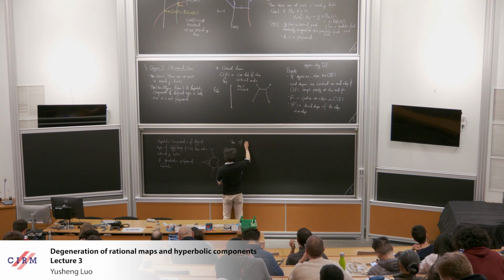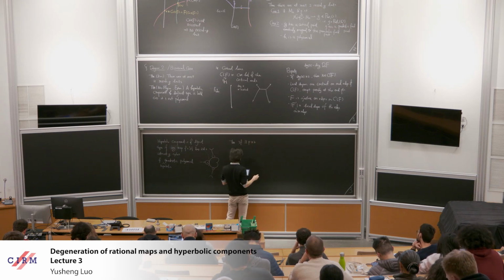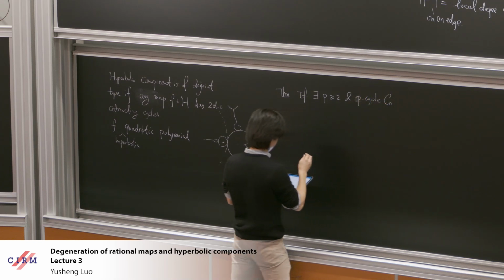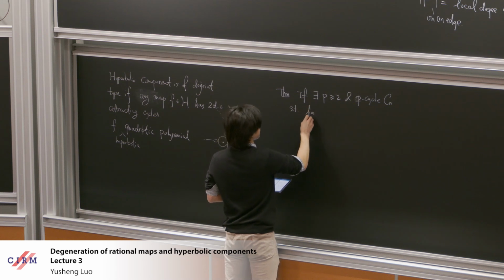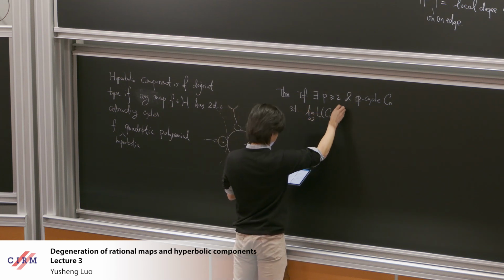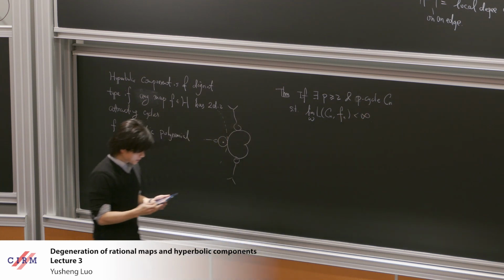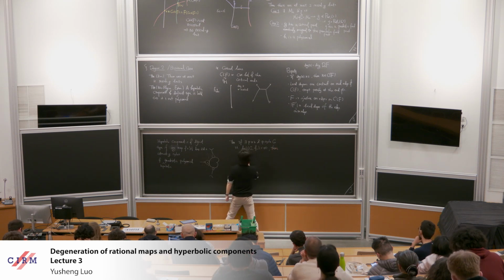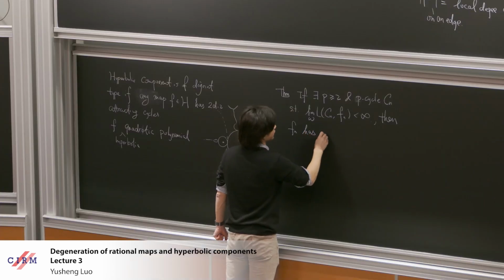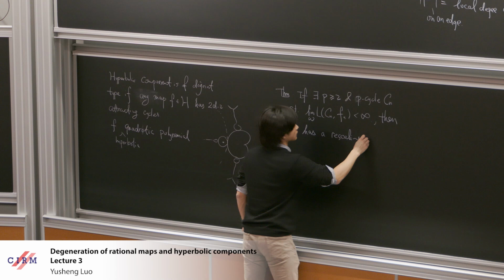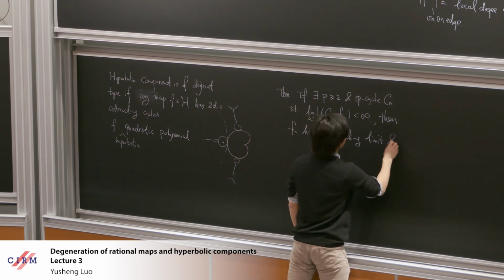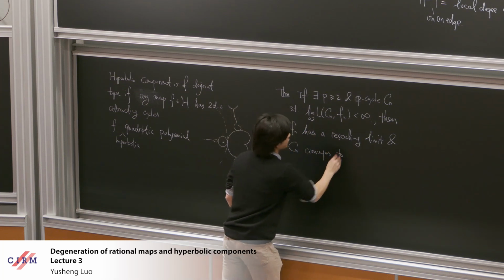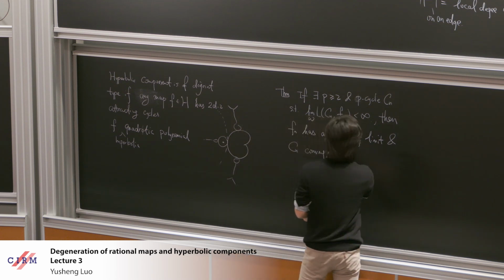If there exists some p greater or equal to 2 and a p-cycle Cn such that when you take its multiplier, it is bounded, then Fn has a rescaling limit G, and this Cn converges to an actual periodic cycle of the rescaling limit.